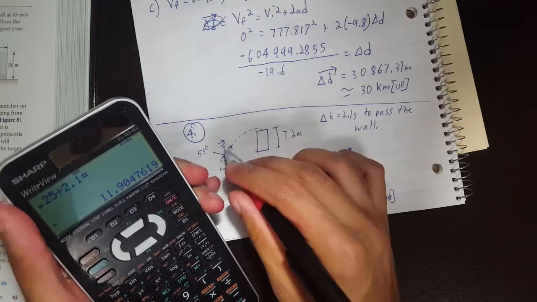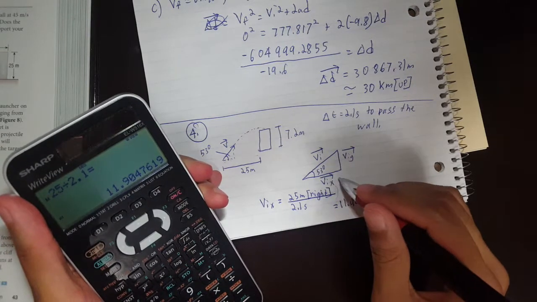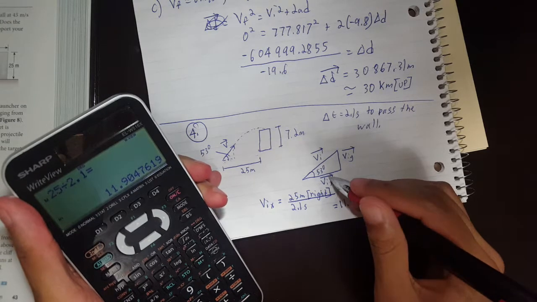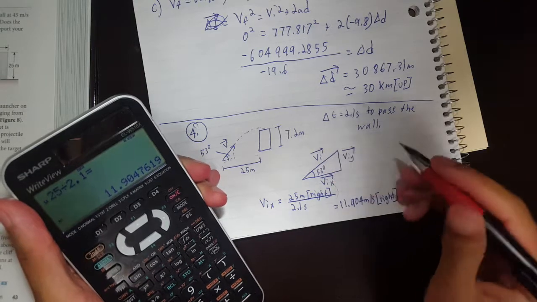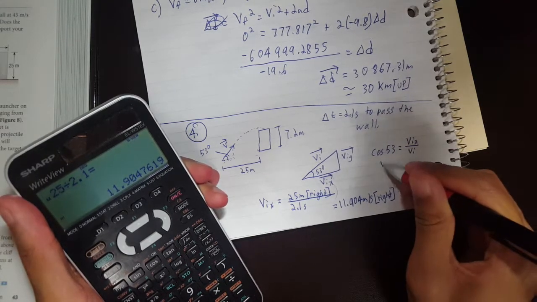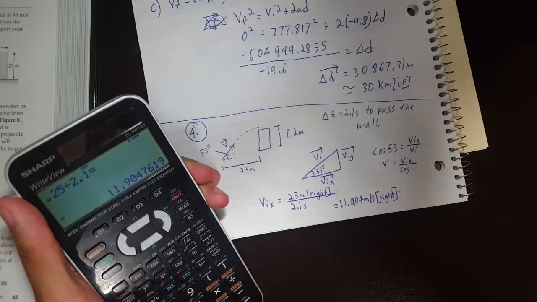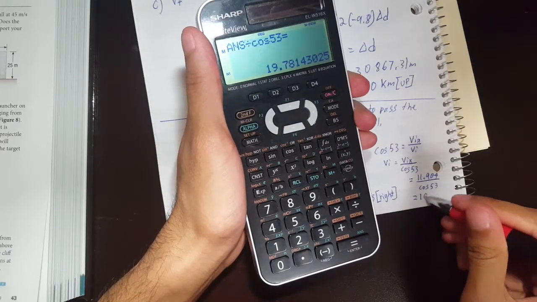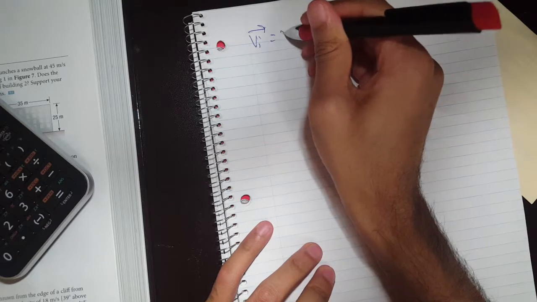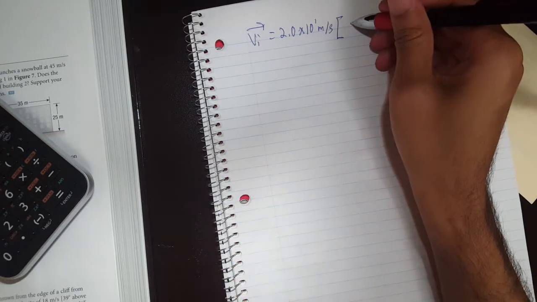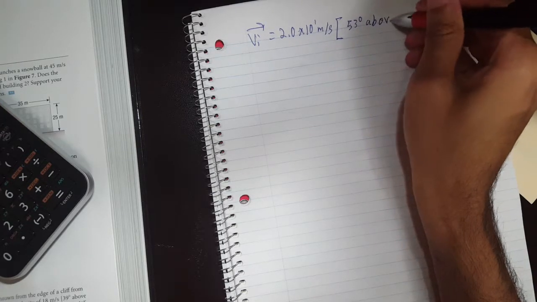Now we want to calculate the velocity. We know that V_ix is the adjacent side and V_i is the hypotenuse. We are given the angle, so we can just use cosine 53 equals V_ix over V_i, because it's adjacent over hypotenuse. So V_i equals V_ix over cos 53. So we get 11.904 over cos 53, and that gives us 19.78 meters per second, which is approximately 2.0 times 10 to the power 1 meters per second, 53 degrees above the horizontal.